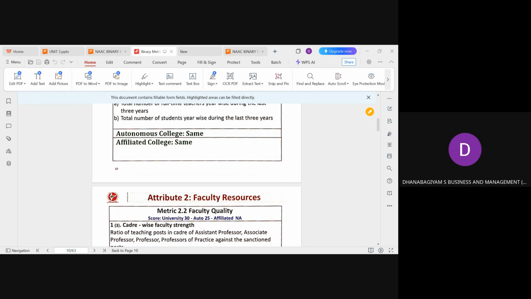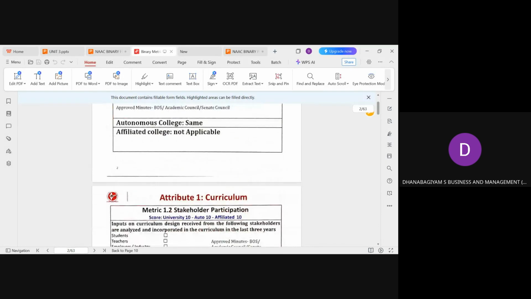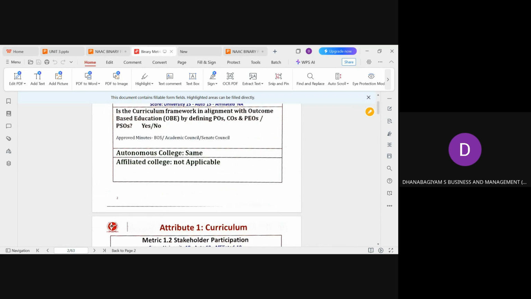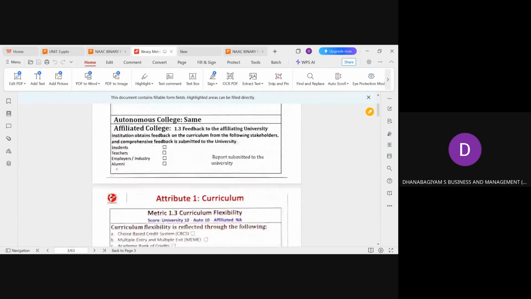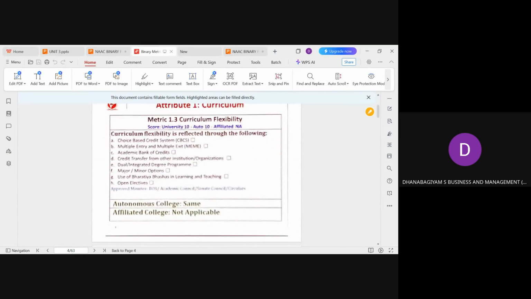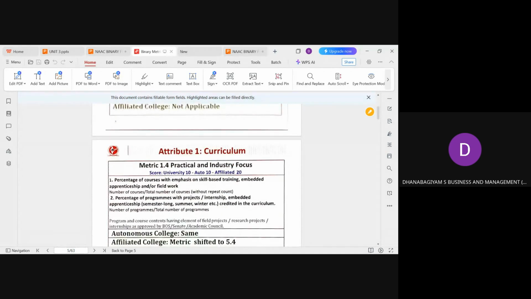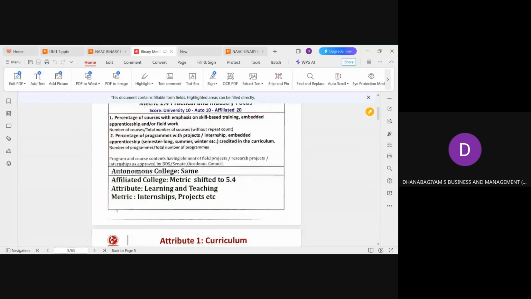Second one, we have seen about POs, PSOs. Second, we have seen about the syllabus revision, not course revision. One minute. So I will show once again. You will also be able to remember POs, PSOs, and we have seen the stakeholder participation in our syllabus revision and curriculum flexibility. That is the third one. And the fourth one is practical and the industry focus.